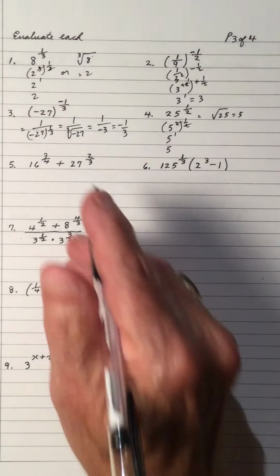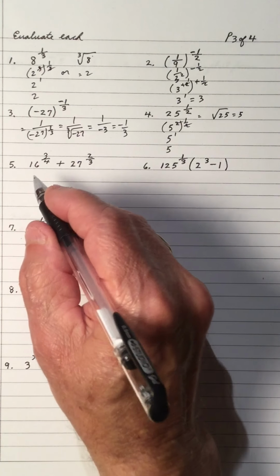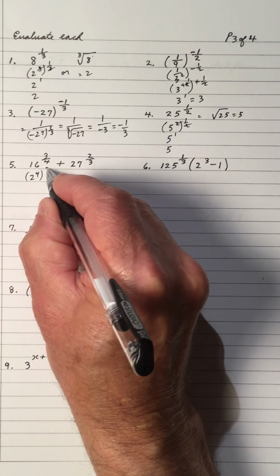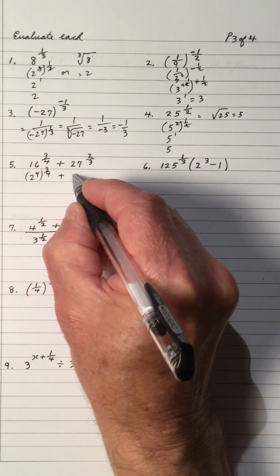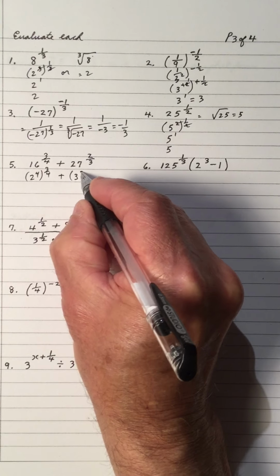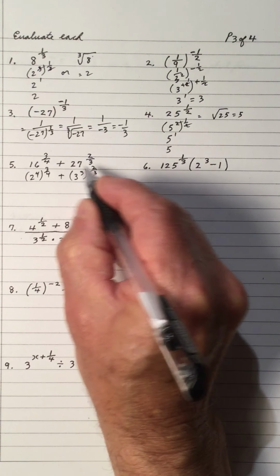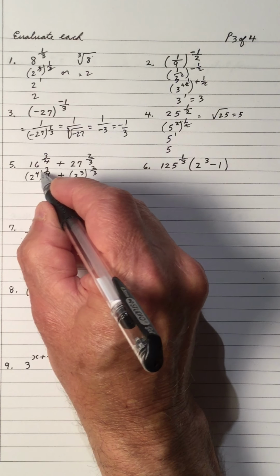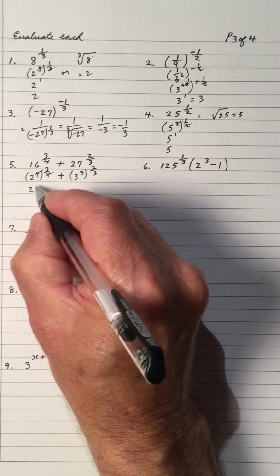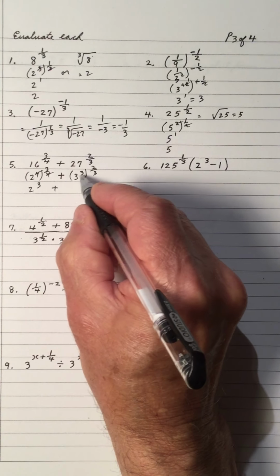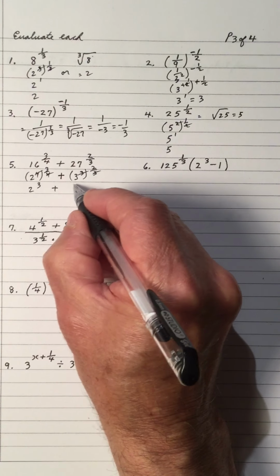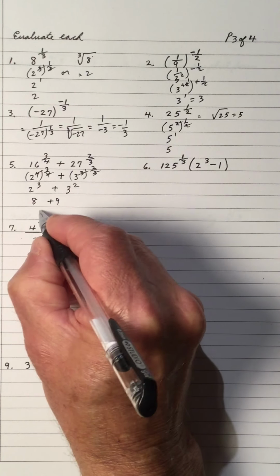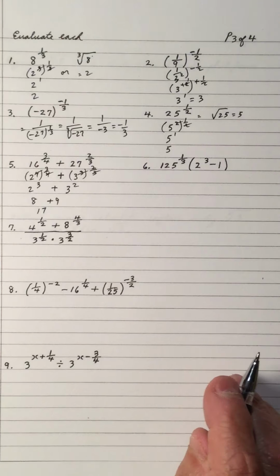Number 5, we have an addition. So let's simplify the powers first. So 16 is 2 to the 4. 27 is 3 cubed. So we have to do the exponents first, so we're multiplying, so we cancel, we're multiplying these, so 4's cancel, I get 2 cubed. And again, we're multiplying here, so the 3's cancel, I get 3 squared. So that's an 8 plus a 9, simplifies to 17.